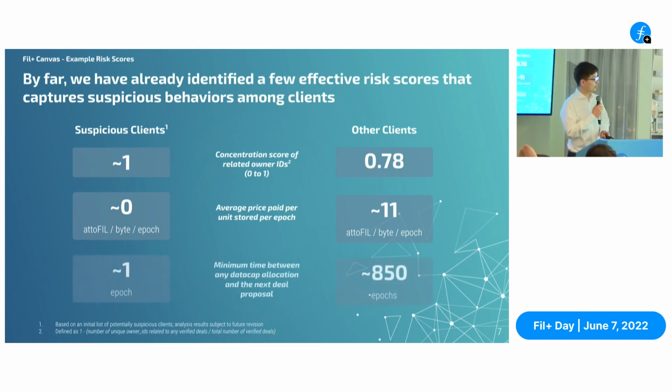But I think their ultimate goal is rather to directly channel the data cap to their predefined set of storage providers. And last but not least, there's another metric called minimum time between any data cap allocation activity and the next deal proposal. Among the suspicious client group, this time is roughly just 1 epoch, versus the other group at 850 epochs. Also very interesting to observe and it makes intuitive sense, because these clients already know they are going to channel their data cap flow to these storage providers. They don't have to perform due diligence to examine whether these storage providers are relatively better before storing their deal with them.